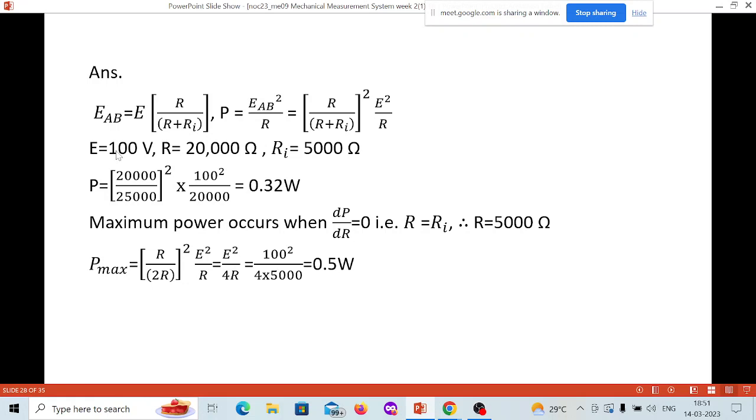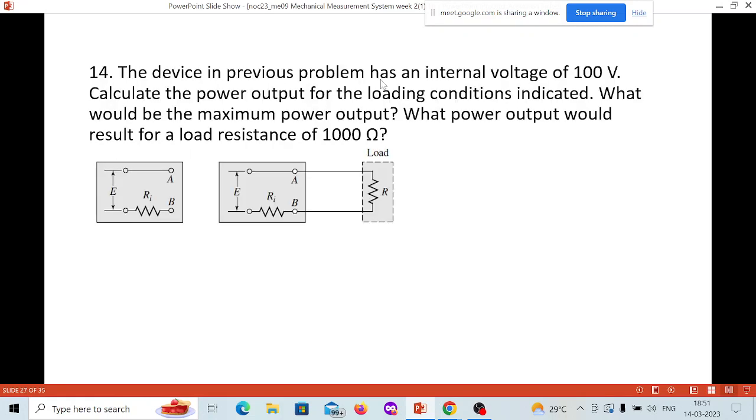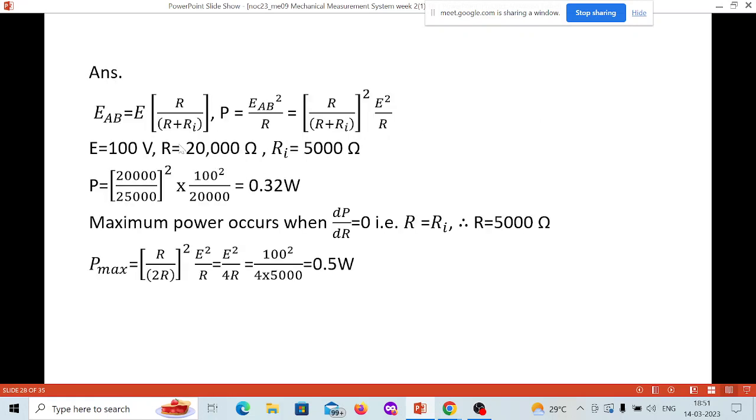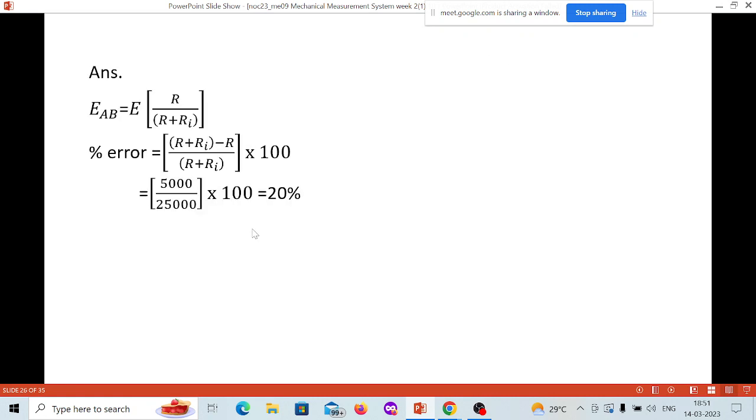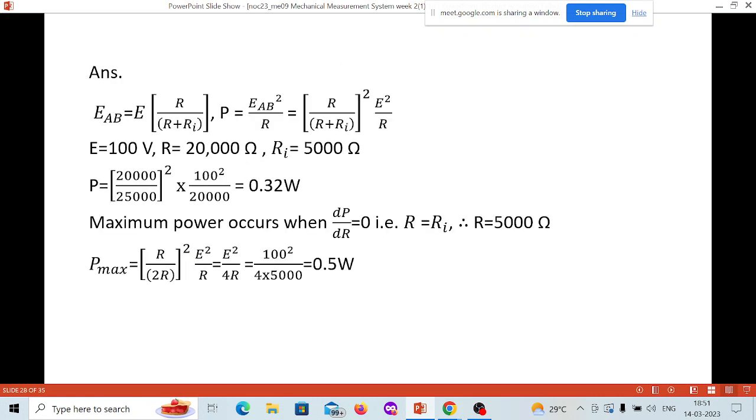We know that E is 100 volts, which is given for the device in the previous problem. We have to calculate the power. So we have E is 100, R is 20,000 ohms, and Ri is 5,000, the same as per the previous problem. So substitute that, we have power is 20,000 by 25,000 the whole square, into E is 100 square by 20,000. So this gives you the power of 0.32 watt.